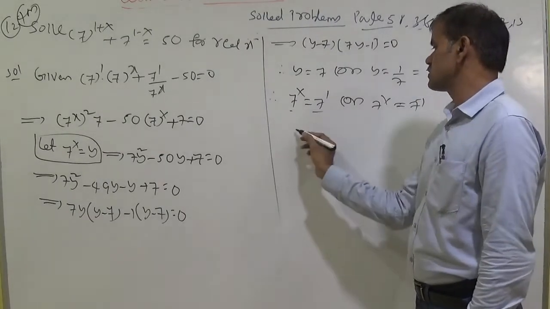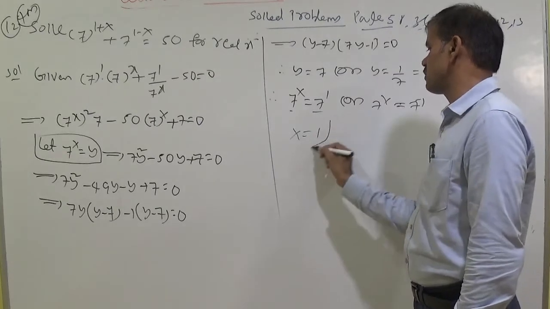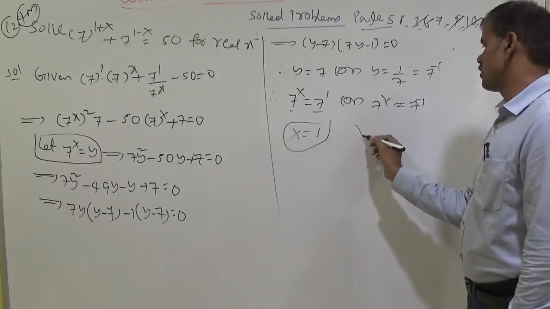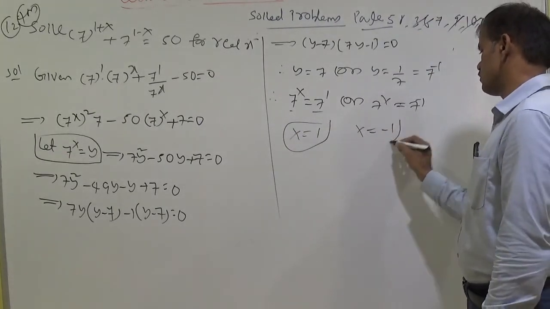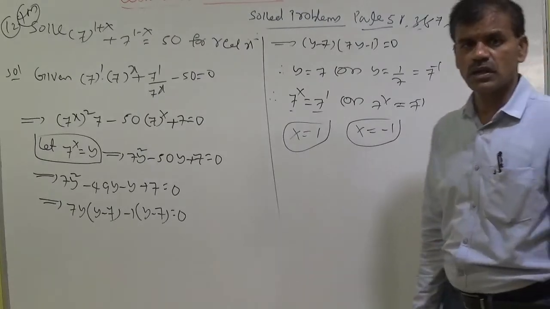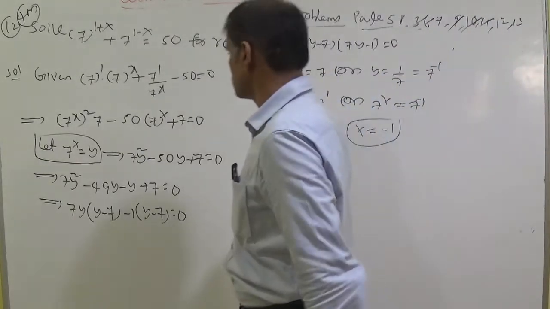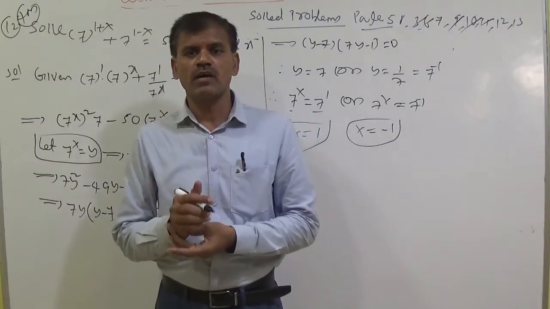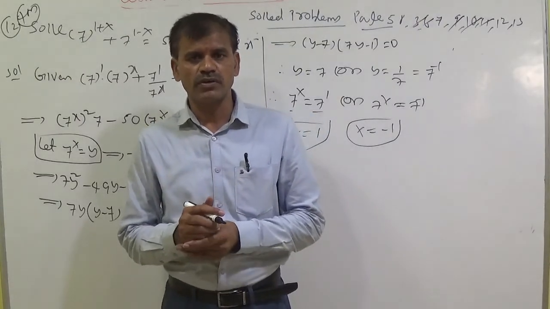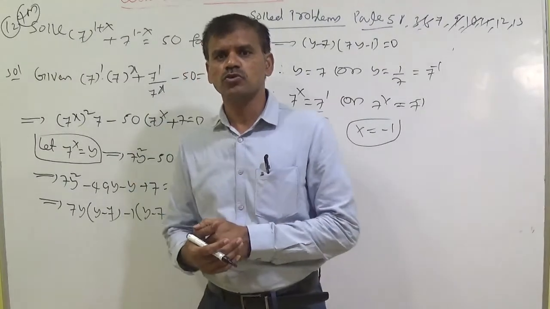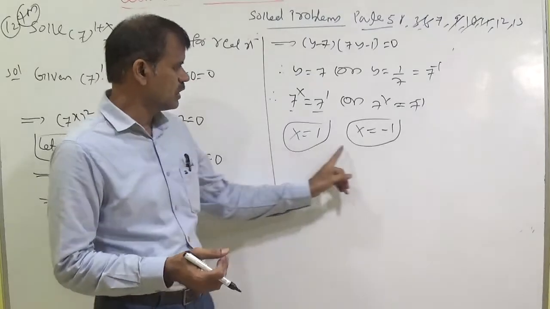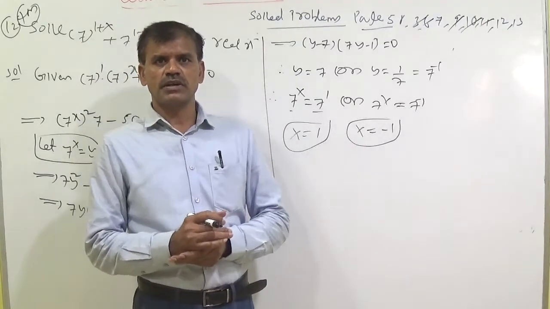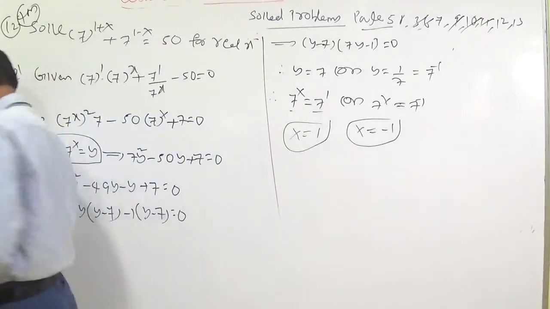Therefore, if the bases are equal, we can equate the powers according to algebra theory. So, x is equal to 1 or x is equal to minus 1 is the solution for real x. This is only real x. If you are getting a complex number in the form of alpha plus i beta, you don't consider that value. You should consider only x is equal to 1 or x is equal to minus 1 in real value manner.